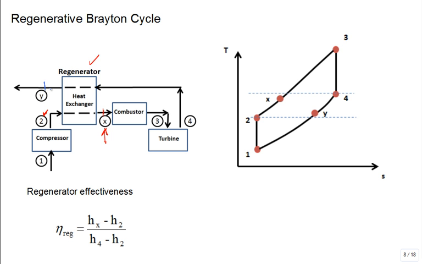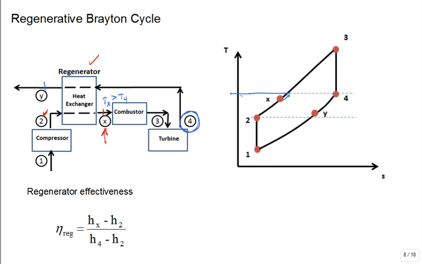So X and Y mean different things. They're now states. So what you do is you want the temperature at X to be as high as possible. Could the temperature at X ever be greater than the temperature at 4, the exit temperature out of the turbine? That's not reasonable. It's just a heat exchanger. So the temperature at X can get really close to the temperature at 4, but it can't exceed it.